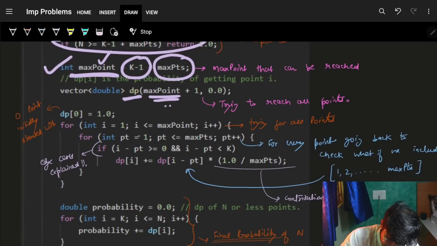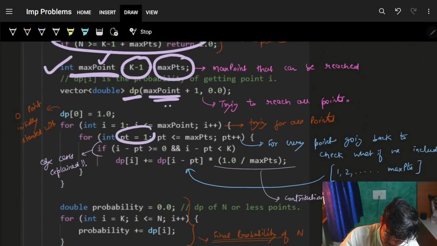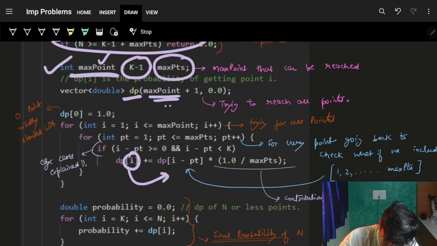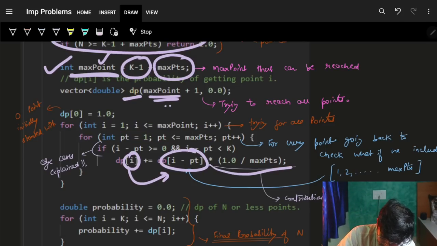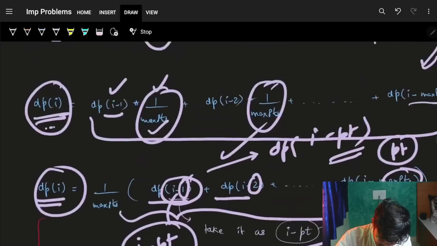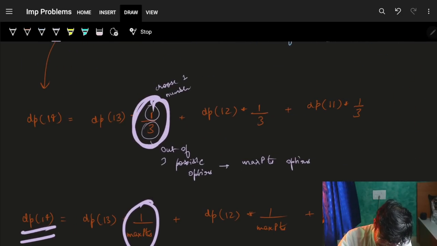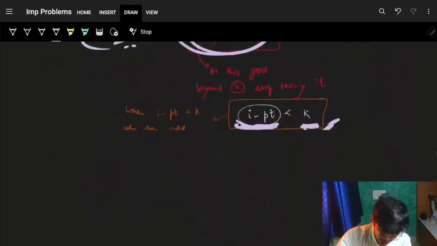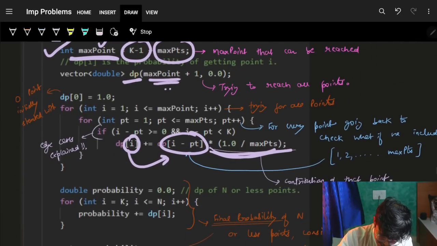I will do I minus PT, where PT goes from 1 up till the max points. For each I, I'll do dp of I minus PT, multiplied by 1 by max points. I showed you that part also. It is I minus PT, and it is 1 by max points. Cool, the same stuff repeats.